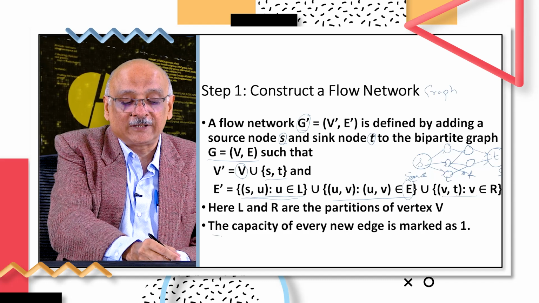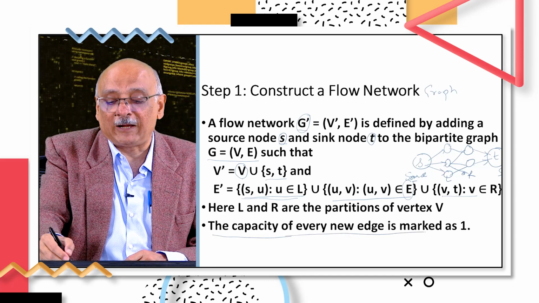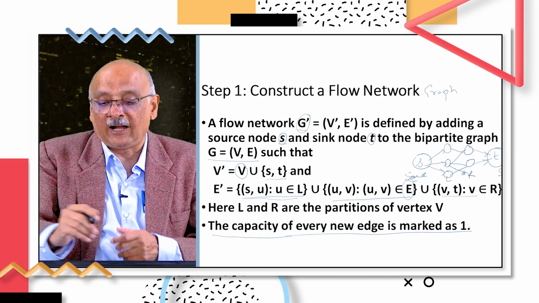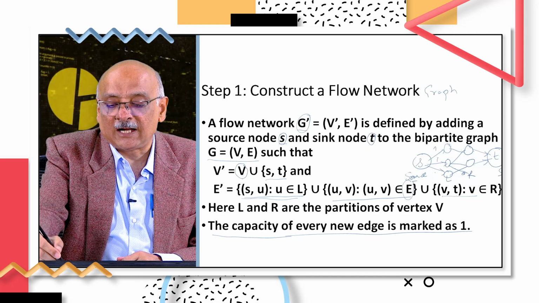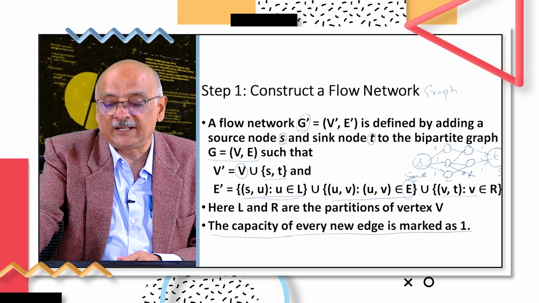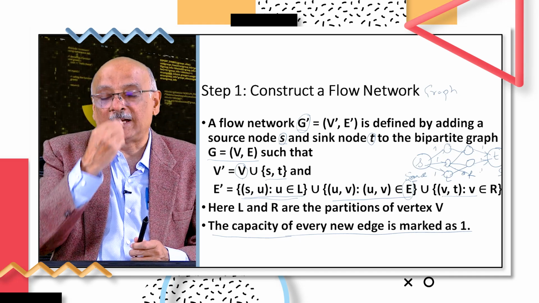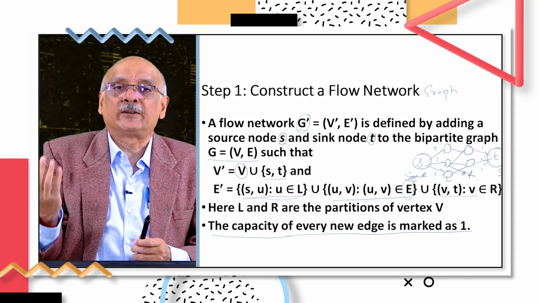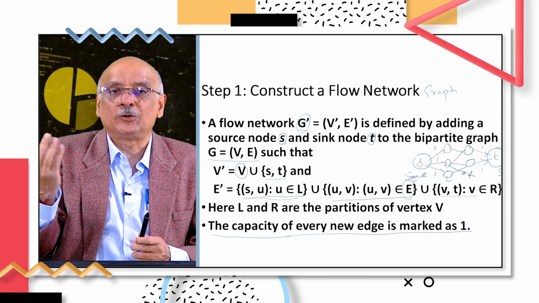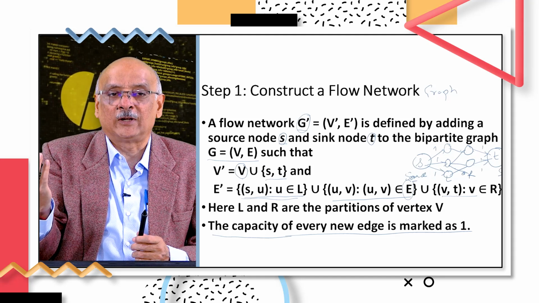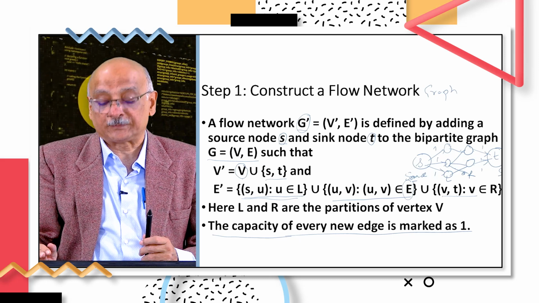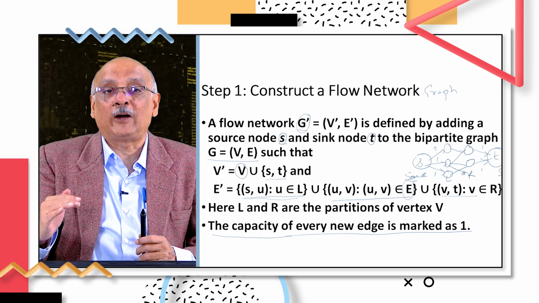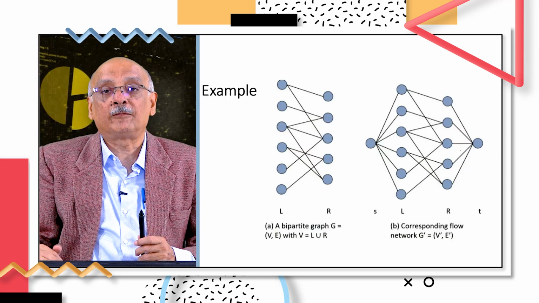However, when we are using matching, the capacity of every new edge is marked as 1. So in a bipartite graph, we'll just mark every edge to be of capacity 1. And whatever other edges are there in the bipartite graph, if they are 1, they will remain 1, otherwise they can change to whatever the markings were. All right. So that is how we will do step 1 when we are constructing a flow network.